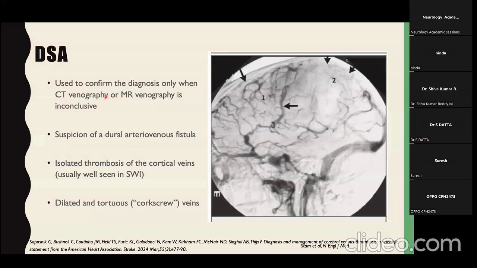The role of DSA in CVT is mainly to confirm the diagnosis when CTV or MRV is inconclusive, and when you suspect DAVF in patients of CVT, and isolated thrombosis of cortical veins. These are usually well picked up in SWI, but better than SWI, we can pick them up in DSA. We can see dilated or tortuous veins, corkscrew veins. Mainly this is due to formation of collaterals and also dilatation from increased pressure.